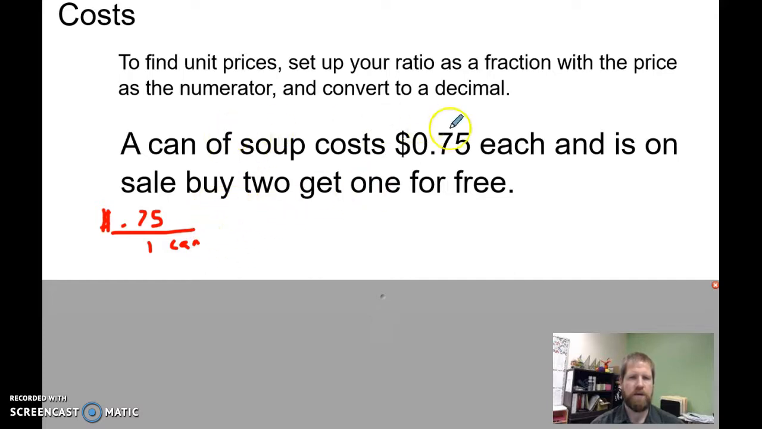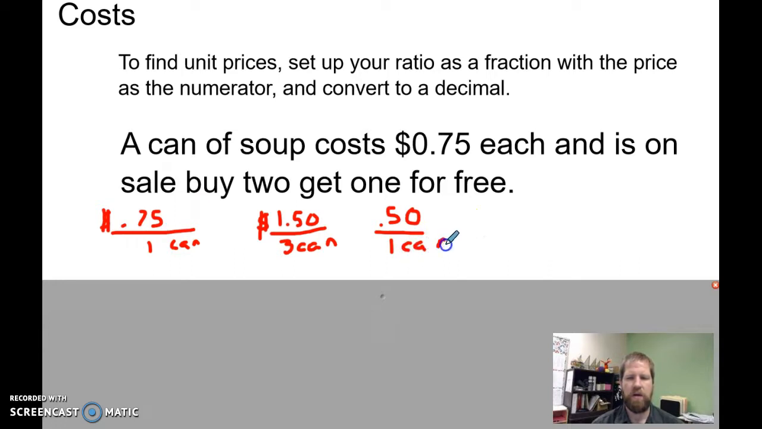And then we're going to compare that to if we buy 2 cans of soup and then we get one for free. So that'd be 150 over 3 cans, right? Okay, so to make that comparison, we need to convert this to a unit price. We're going to divide both of these by 3. 150 divided by 3 should be 50 cents, or 0.5. And then 3 divided by 3 should be 1, because our whole goal is to get this value on the bottom to be 1.